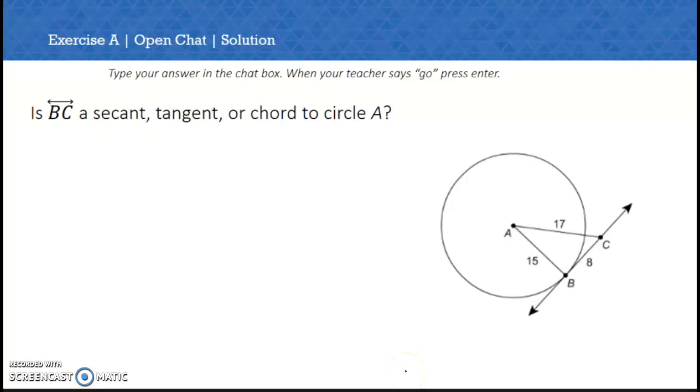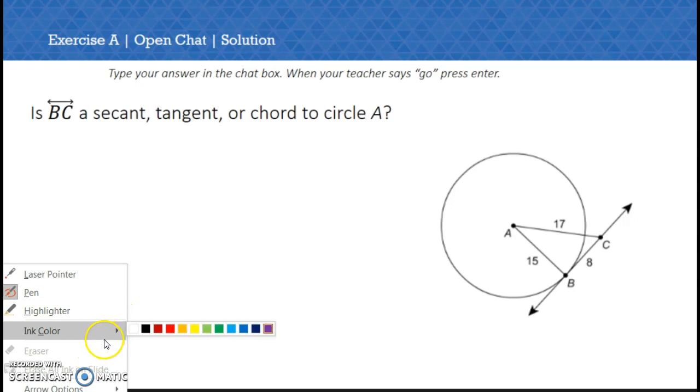So now we want to try some practice based on what we just learned about secants and tangents, as well as what we already knew about chords. Now, this question asks us if line BC is secant, tangent, or a chord for circle A. And you might wonder, how could we figure that out?